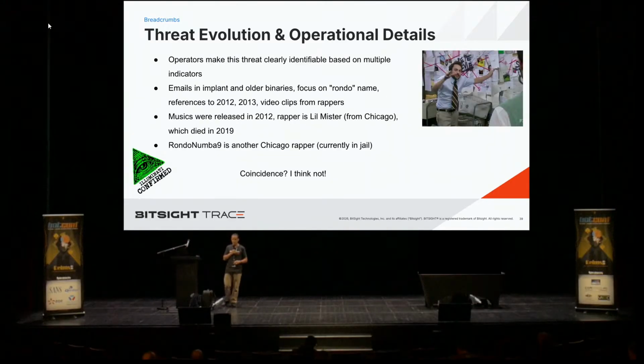So, onto some more Illuminati kind of things, based on the breadcrumbs that we saw about the emails and the rap videos and so on. They make this threat clearly identifiable based on the indicators like the rondo, the video clips, the emails that they have. The emails also always mention 2012, 2013. And the music that they show on the blacklisting page is from 2012 as well.